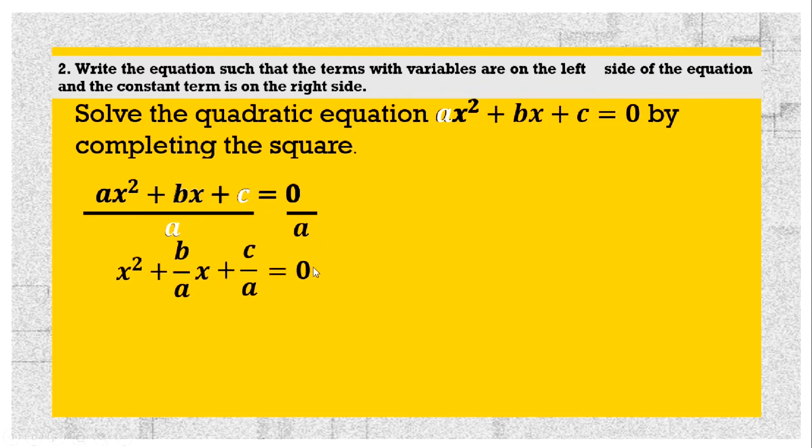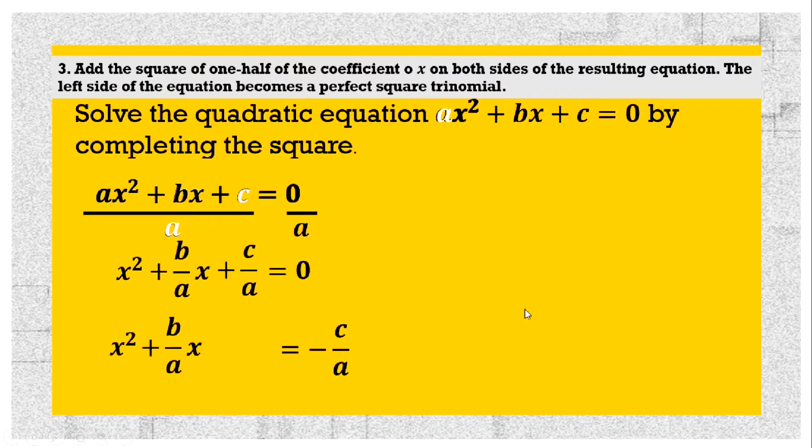Then write the equation such that the terms with variables are on the left side of the equation. So the constant term, c over a, we will transfer to the right side. We will be having x squared plus b over a times x equals negative c over a.